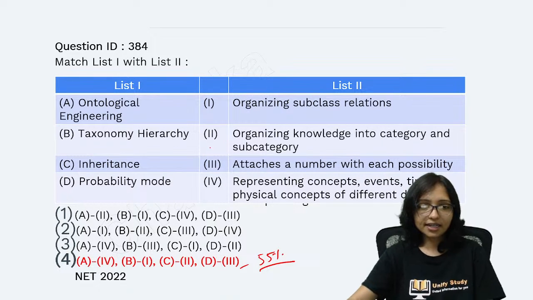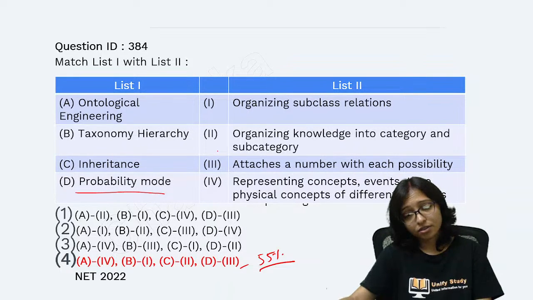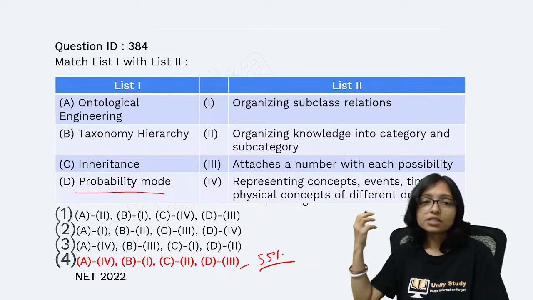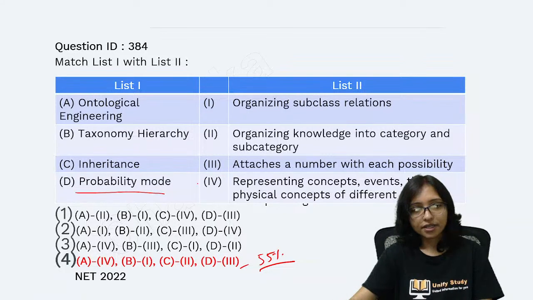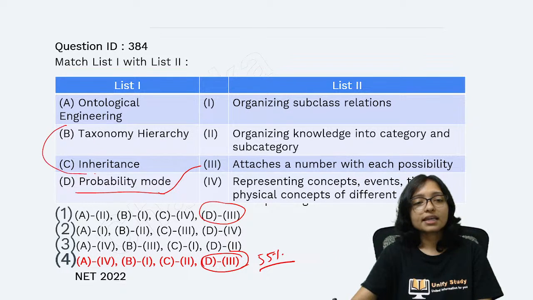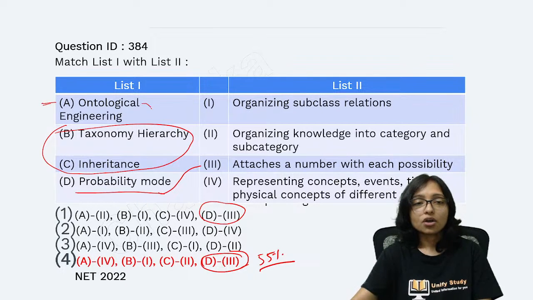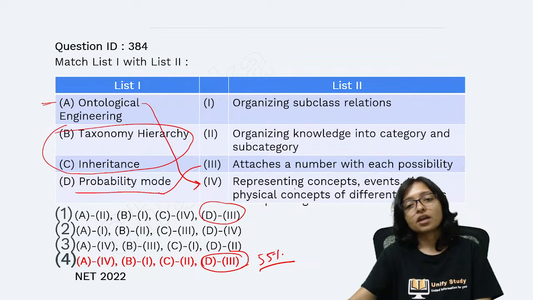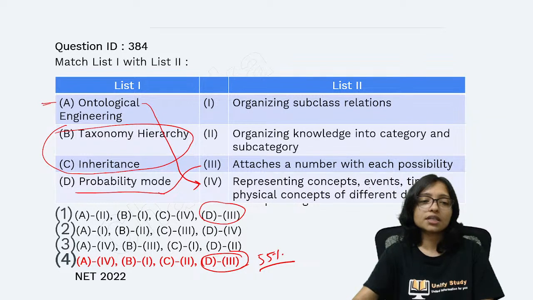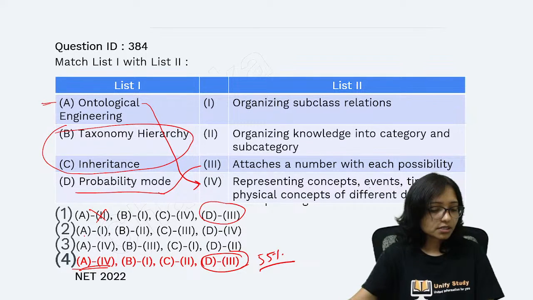So option 4 is the correct answer. Probability mode. Probability means it is working with possibility. That is called probability, right? So possibility, D will be with 3. Here you can see D with 3. Now if you are focusing here, then you will be confused. Rather than that, focus on ontological engineering. Ontological engineering is this: represent the concept, event, time and physical concept. By doing this, you can find the answer. This is not your answer. So the answer is this one.